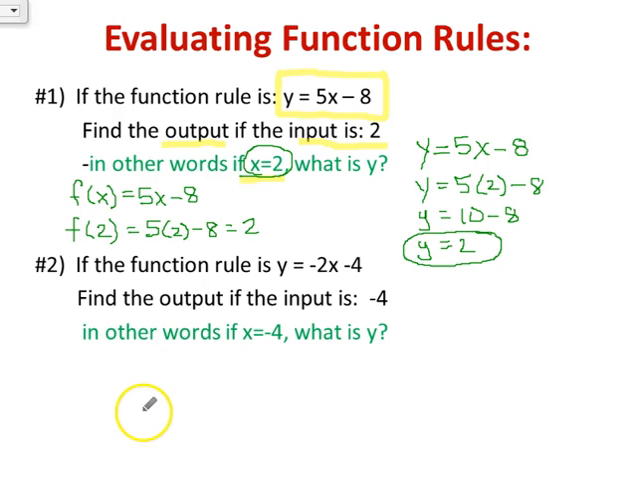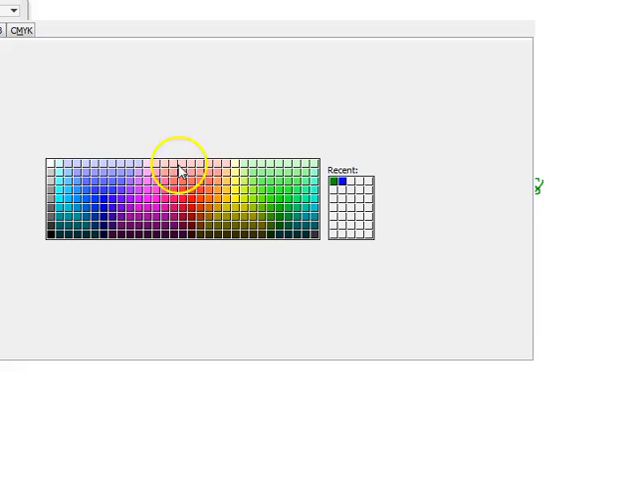All right, let's look at number 2. I want you to try this one on your own. The function rule here is y equals negative 2x minus 4. If the input is negative 4, input means the x value. So if x equals negative 4, what is y? Go ahead and try this in your math notebook now. If you need to, go ahead and click pause so that you can try this and then check your work with mine.